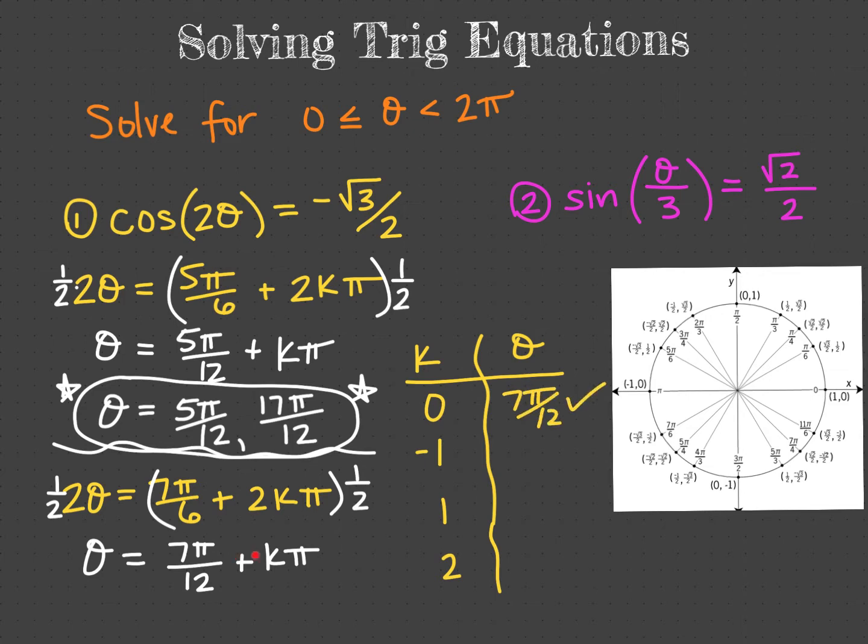What about if k was negative 1, and we subtracted a whole pi? We'd have 7 pi over 12, which again is not a whole pi. It's only 7/12 of a pi. So if we subtracted a whole pi, we'd be less than 0. So this is not going to work.